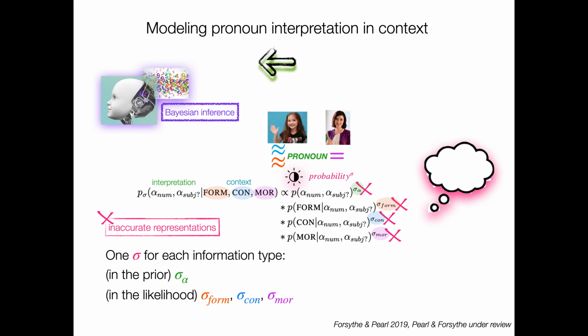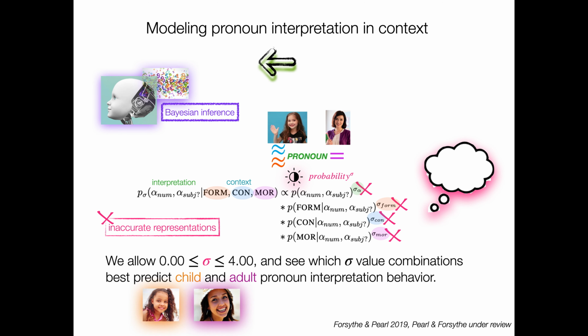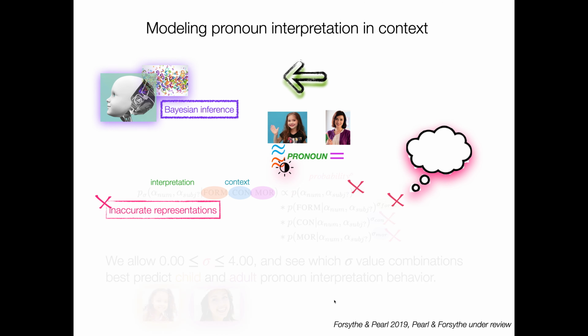And so we're going to have one sigma for each information type, so one for the prior and then one for each of the values in the likelihood: the form, the connective, and the morphology. And then we're going to allow sigma to vary between 0 and 4, so less than 1 and greater than 1, and see which sigma value combinations best predict child and adult pronoun interpretation behavior. So that's our modeled listener with inaccurate representations.